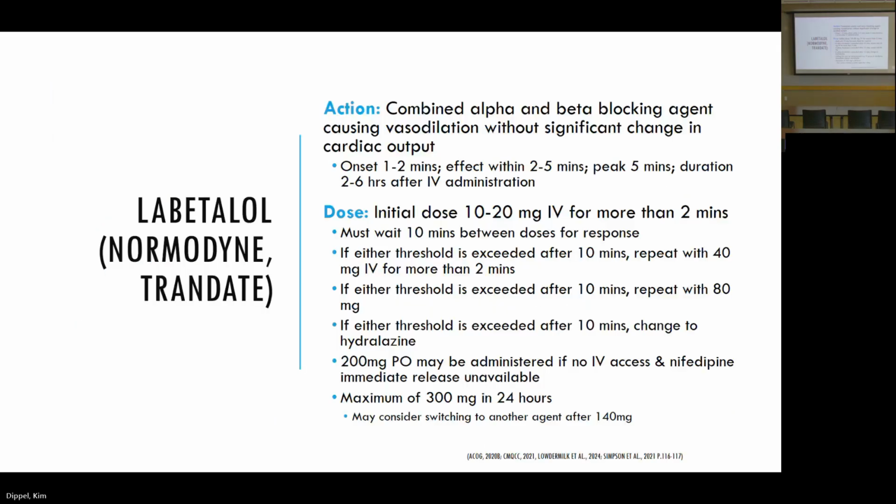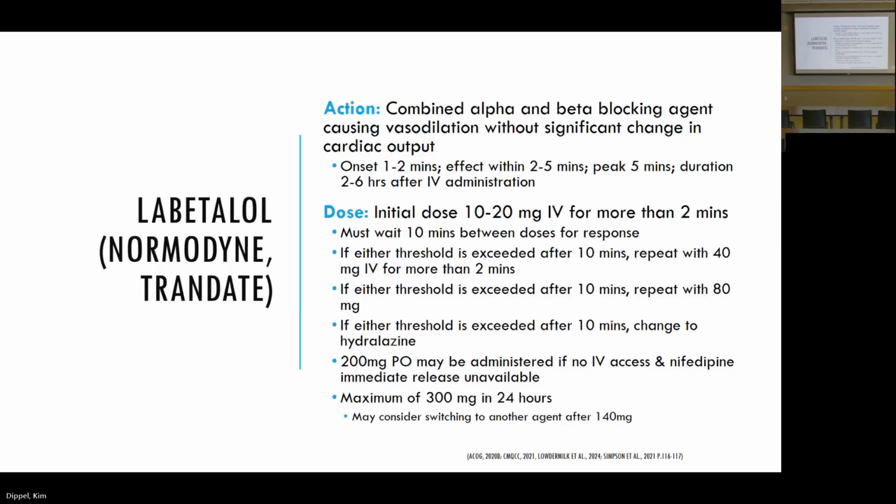So labetalol. It is an alpha-beta blocking agent. It causes vasodilatation without really changing cardiac output. The onset is 1 to 2 minutes, and the peak is 5 minutes. And the duration is 2 to 6 hours after IV administration. You can also give labetalol PO. The initial dose is anywhere from 10 to 20 milligrams IV. You give it slowly over 2 minutes. Then you must wait at least 10 minutes between doses.